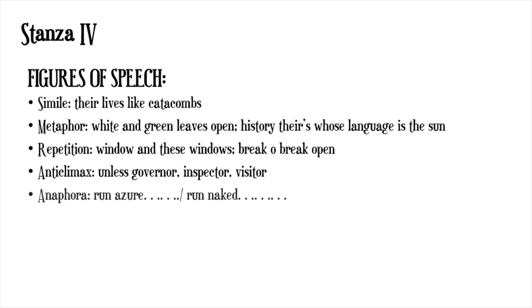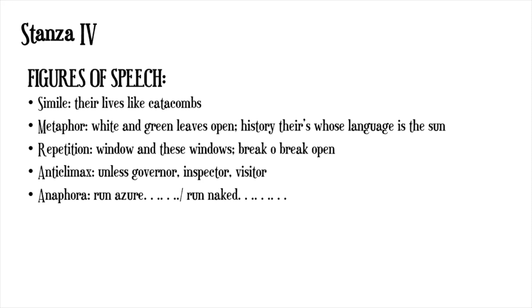Then the figures of speech that the poet has used in this stanza are simile, where he says that windows will shut upon their lives like catacombs. So their lives like catacomb, that's a simile. He's used metaphor, where he says that once they will educate, they will be free from the slum, the white and green leaves open. So that's a metaphor. And then the last line of the poem, history is there whose language is the sun. That's a very strong metaphor that the poet has used.